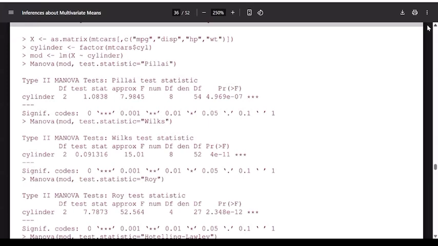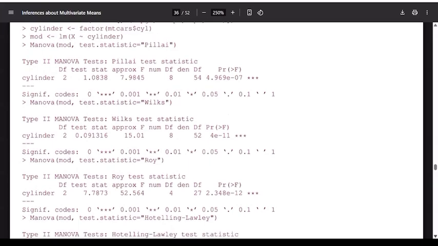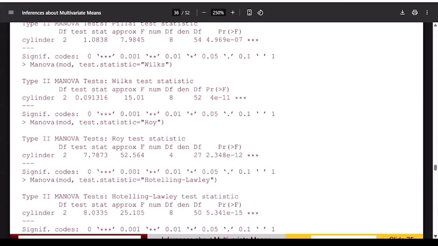And if you take a look at what I have, we got different kinds of tests that we can use in one-way multivariate analysis of variance. Here, I use the Pillai test statistic, the Wilks' lambda statistic, the Roy test statistic, and the Hotelling-Lawley test. You can see the p-value associated with each of them is less than 0.05, which indicates significance.